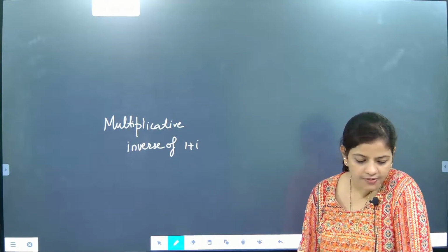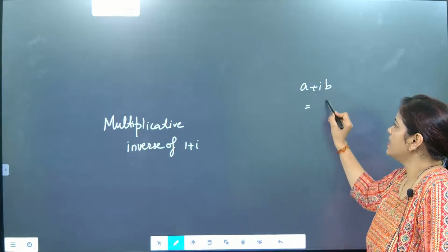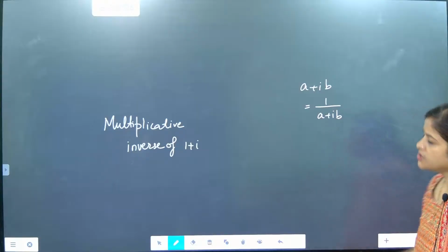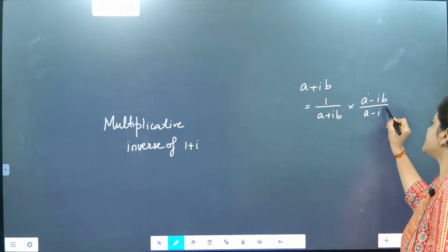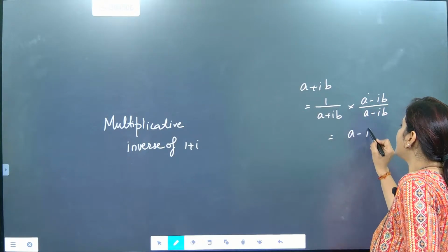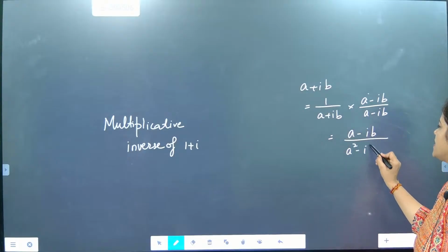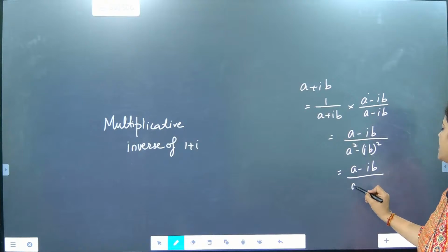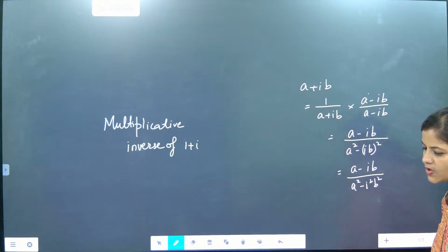So what is the multiplicative inverse of a plus ib? We will write it as 1 by a plus ib. General statement I am giving you. So here it will become 1 by a plus ib, multiplied by a minus ib by a minus ib. So a minus ib and a minus ib will be there. This is coming as (a plus b)(a minus b), so a square minus (ib) whole square. So it will come a minus ib over a square minus i square b square. So i square is minus 1. i square is what? Minus 1.